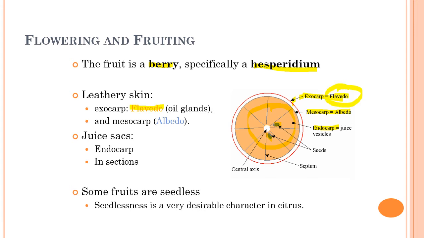The mesocarp, the white one, is called albedo, meaning white. So if you look at the orange on the outside, the skin is called flavido, and on the inside it is called albedo. The juice sacs surround the endocarp, and they are always in sections, and this number of sections is a multiple of 4 or 5 because it is a dicot. So these are the juice sacs. Some fruits, as I mentioned before, because of parthenocarpy, are seedless.